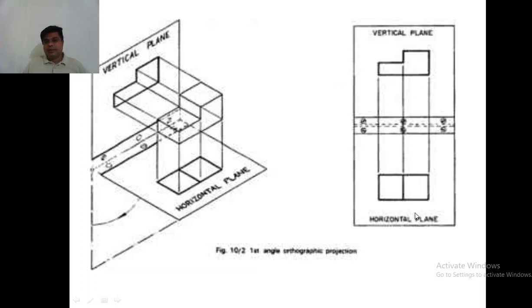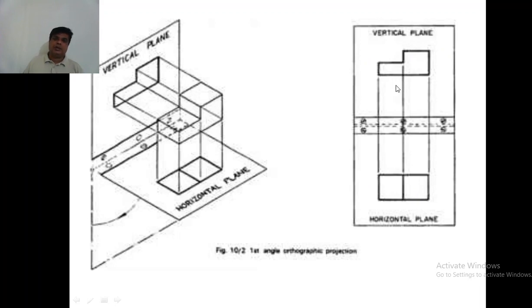This is the horizontal plane, and whatever image you see on it is called the top view, because you are seeing from the top. The horizontal plane is rotated downwards. When you rotate it downwards, whatever image is here, you draw it here. So this is the front view of the object, and this is the top view of the object. This is called projection of the objects.